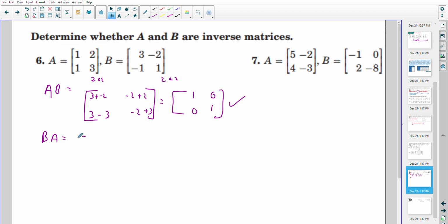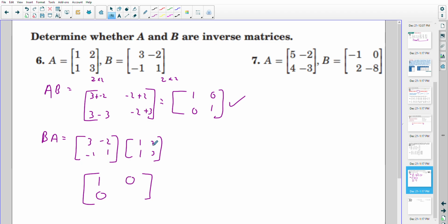Now, we're going to do the same exact thing. I'm going to write that in the correct order so I can read it easier. B times A. And again, I'm going to do this in my head a little bit. 3 minus 2 is 1. -1 plus 1 is 0. Now I'm going to this row and this column. 6 minus 6 gives you 0, and -2 plus 3 gives you 1. So that checks out as well. So the answer to this one is yes, they are inverses.